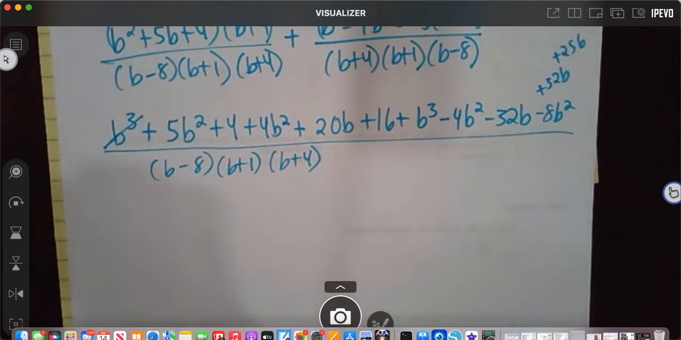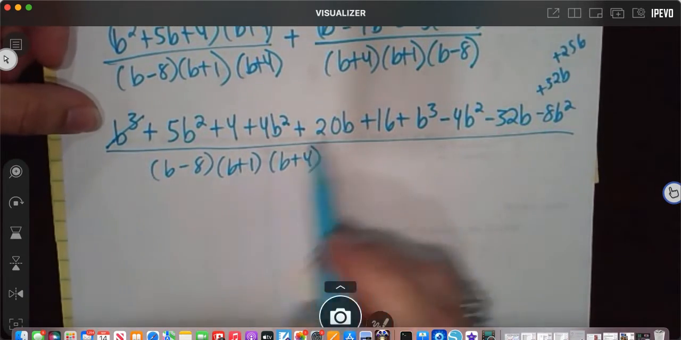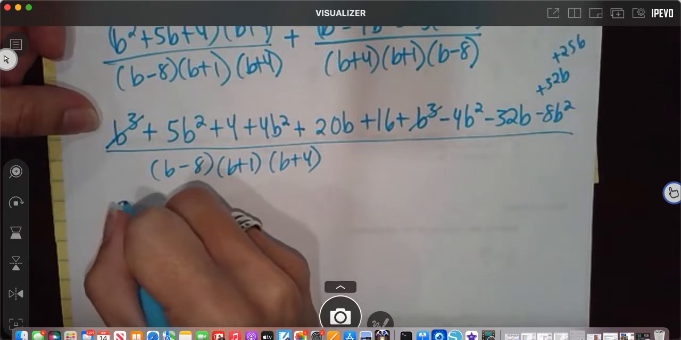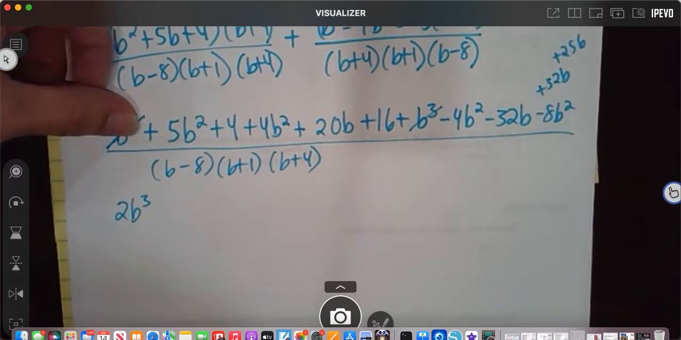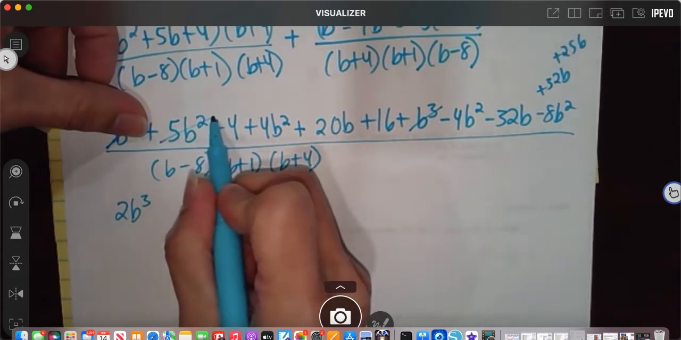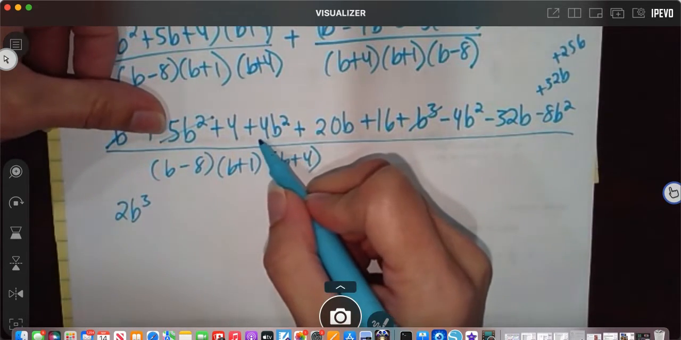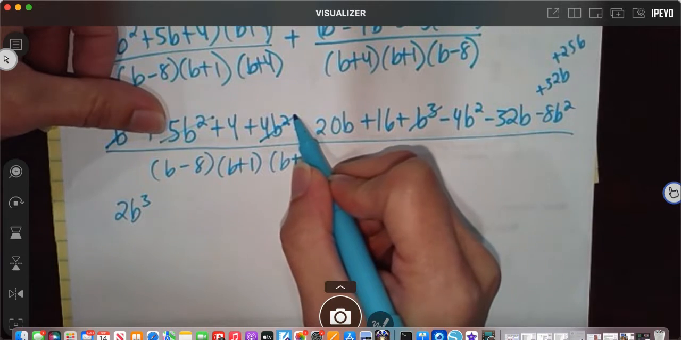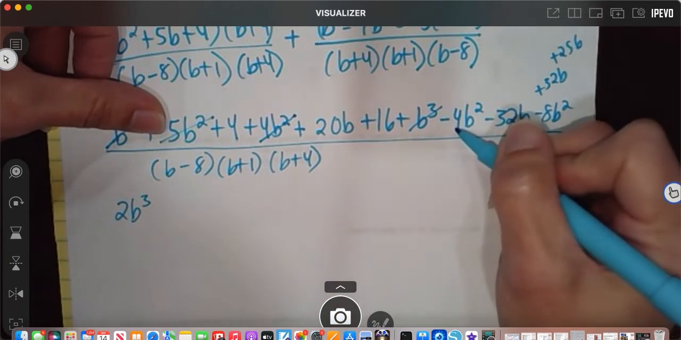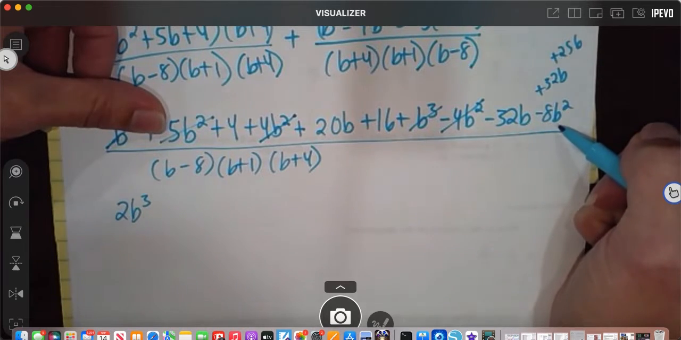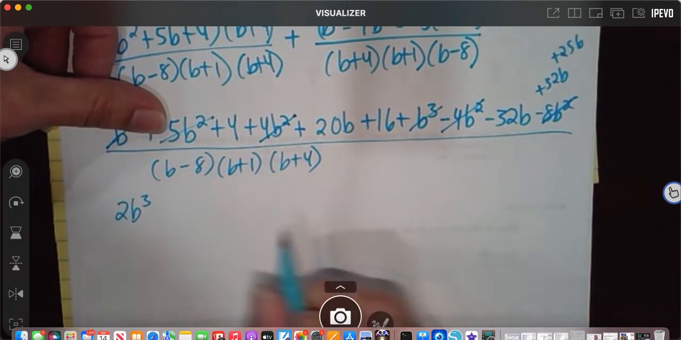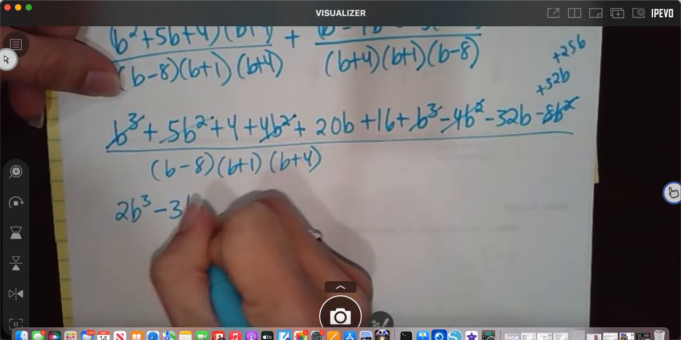Go for it. Okay, so I have 1b cubed and another b cubed is, y'all said, 2 of them. 2b cubed. Okay, how many b squareds do I have? 5, and 4 makes 9. Oh no, minus 4. I'm back to 5. Oh, minus 8 is a negative 3b squared.